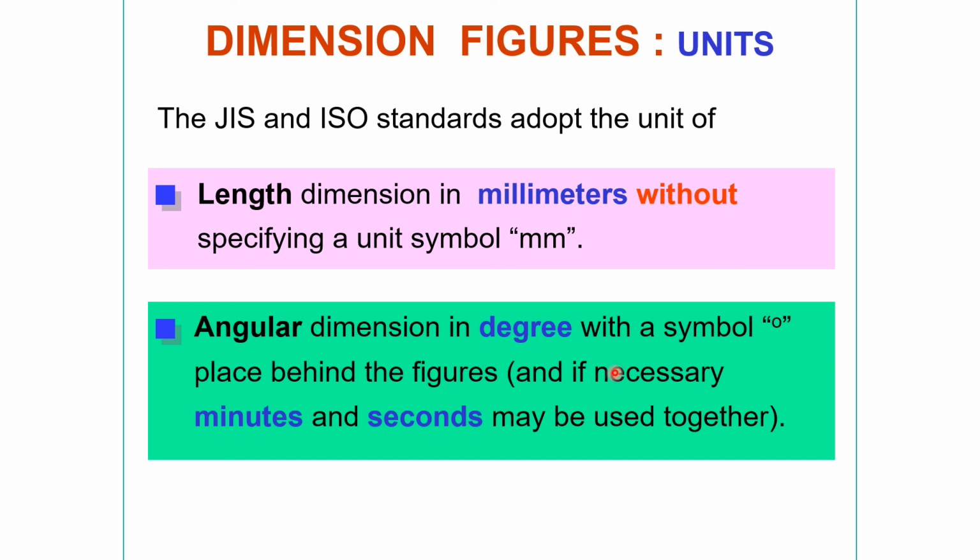Angular dimensions are in degrees with the symbol of degree placed behind the figures, and if necessary minutes and seconds may be used together. So you can specify minutes, seconds, etc. in the angular dimension.